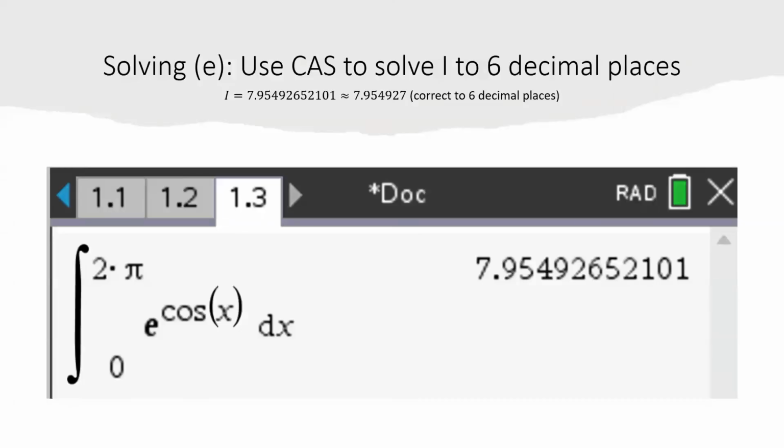We will also be using CAS as a graphical calculator tool to obtain the integral given in the question, which is the integral of e to the power of cos x from 0 to 2 pi. Now, we obtain the value of 7.954927 to 6 decimal places. So now this will conclude the end of our first problem.